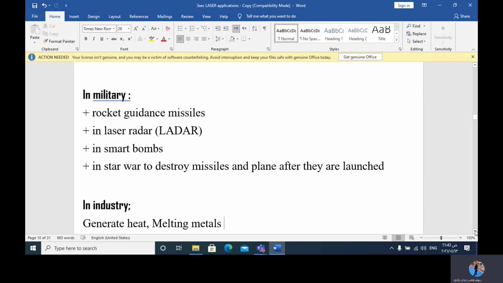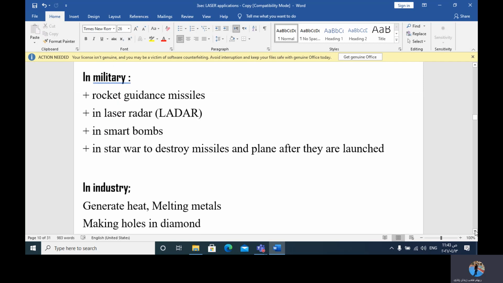In military, laser is everywhere, applied in rocket guidance missiles. These missiles can be guided using laser, so you will be 100% sure that the missile will hit the target without missing, because it's guided by laser.